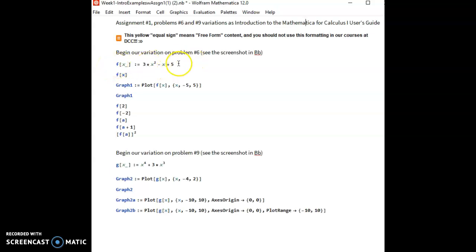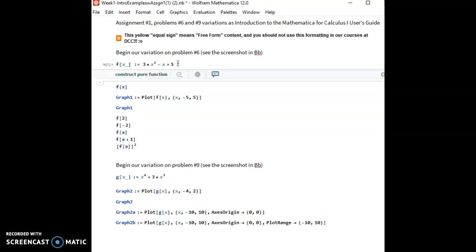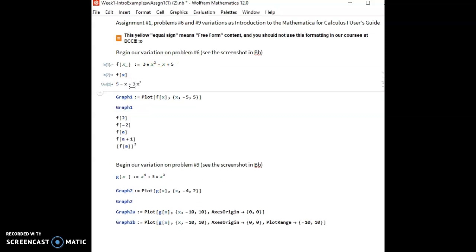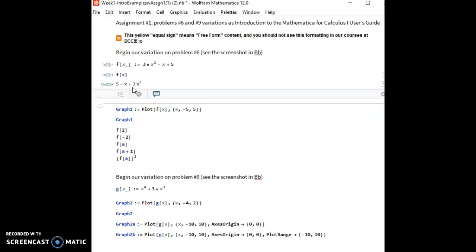So the first thing I did was I actually put in here the value of the function f of x from example number 6, or exercise number 6. I'm going to shift enter this and put it into Mathematica's memory. And then again, you can see that there is the function that's there. In Mathematica, remember they do it in ascending order, so it has the constant term first, then the linear term, then the quadratic term. But it's the same function, 3x squared minus x plus 5.